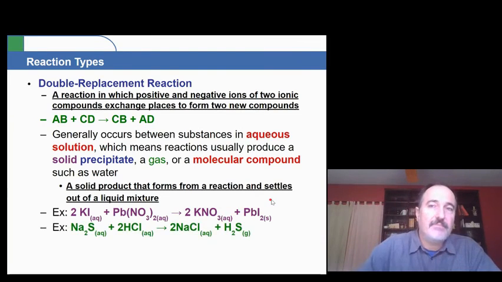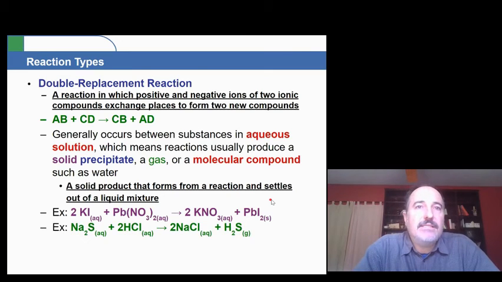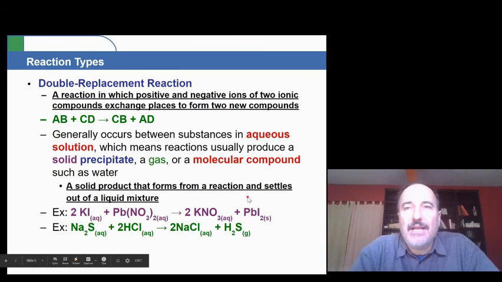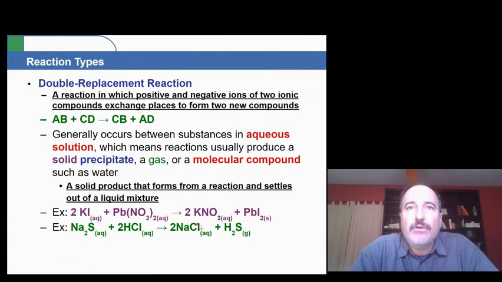Another example is this, where you have sodium sulfide reacting with hydrochloric acid, and it produces hydrogen sulfide gas. If you notice here, the hydrogen sulfide is a gas, it comes on out, boom, you can tell a reaction has taken place, even though the sodium chloride remains in solution.